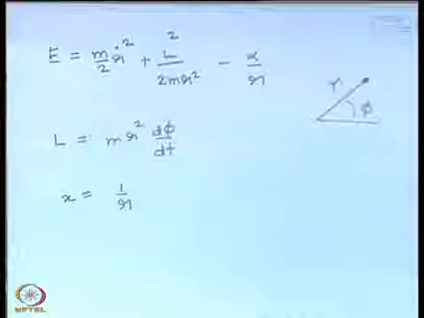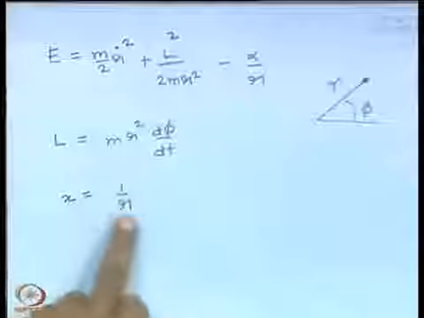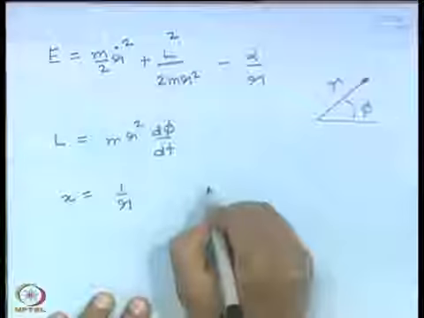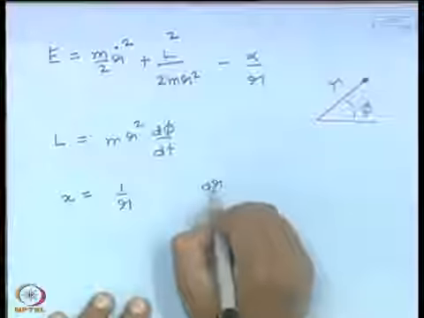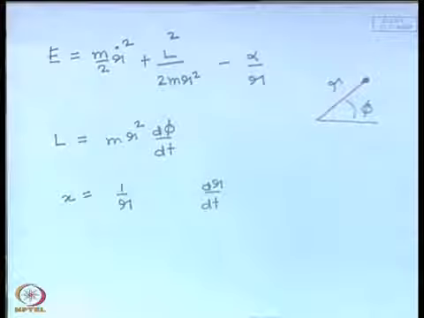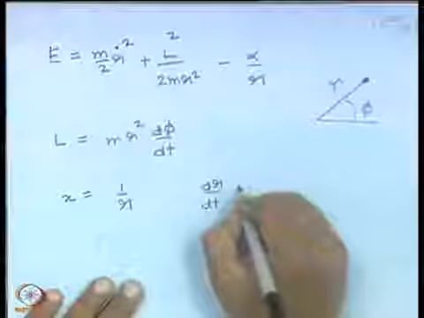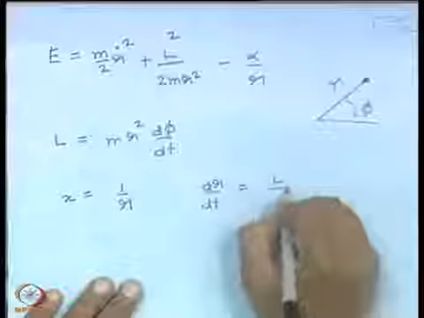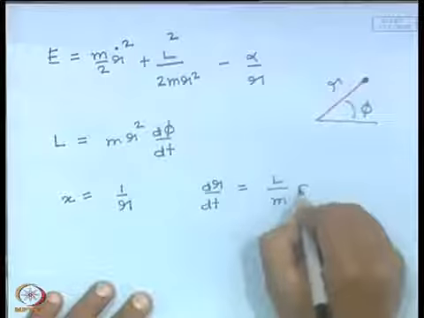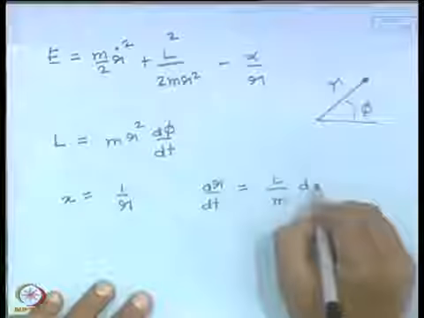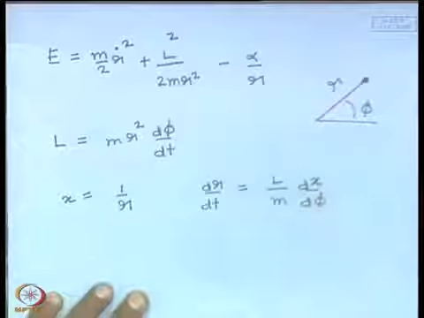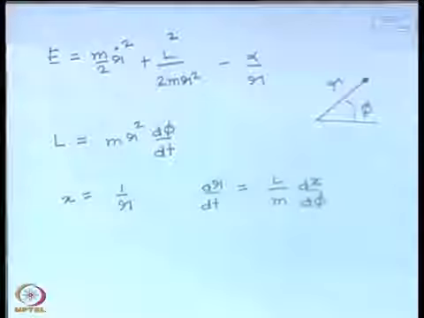Okay. And using x, which is 1 by r, and using this, the time derivative of r can be written as L by m into the phi derivative of x. Okay, we did this algebra in the last.